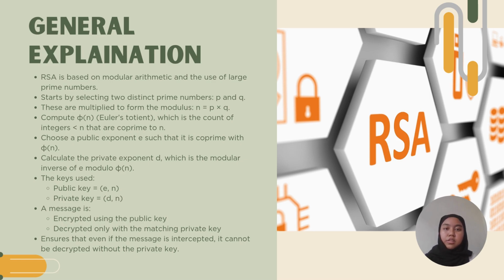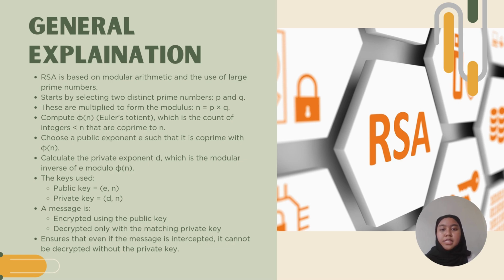The RSA algorithm works using large prime numbers and modular arithmetic. It starts by selecting two different prime numbers, p and q, which are multiplied to get a value called n. Then we calculate something called phi of n, which is the number of values less than n that are co-prime to it.